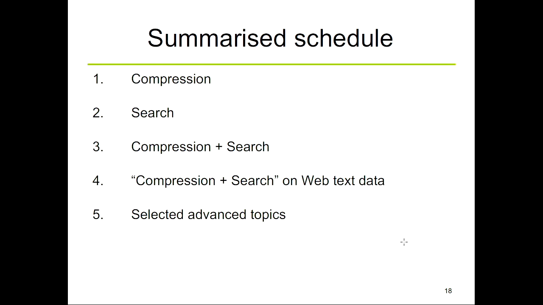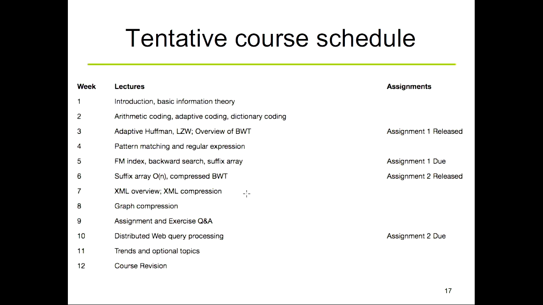And finally, we start with the compression and search on normal text data. Then we move on to the compression and search on web data. The difference between text data and web data is that web data has links. Web data also has a path. Text data, no, just flat. So when we talk about web data compression and search, we talk about the path, the link, and the text. And finally, some selected advanced topics like graph data or distributed search and so on. That's just the high-level summary of this 12 weeks of topics.